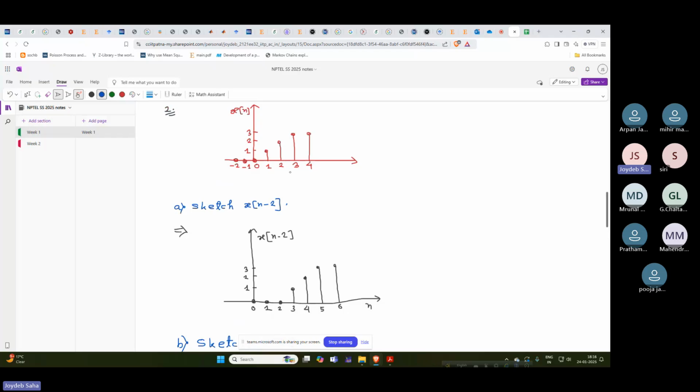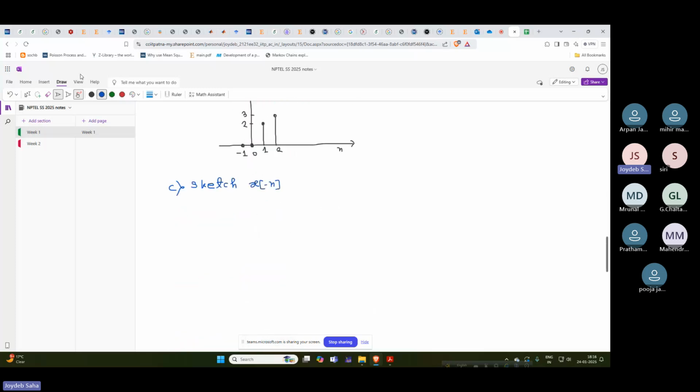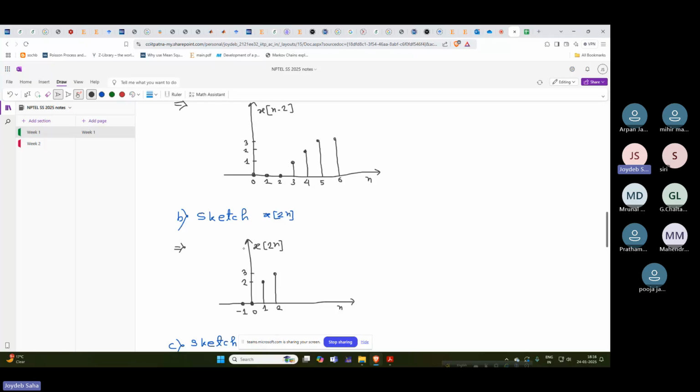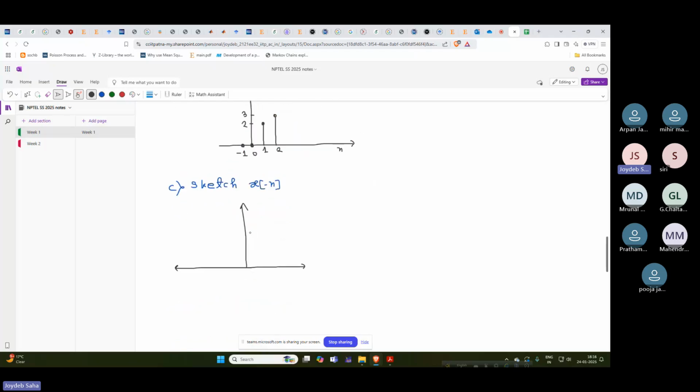This is x of n. So we need to draw x of minus n. So it will be in reverse, right? How will it look like? Very simple. It was started from minus 2, so we'll get from 2. This is 2, 1, 0. Fine.